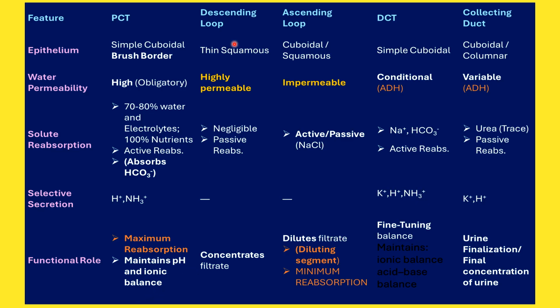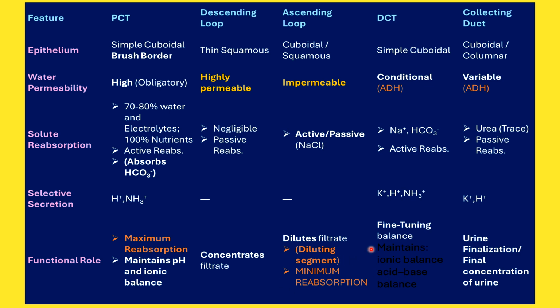Coming to the loop of Henle, the descending limb is highly permeable to water, while the ascending limb is impermeable to water. So, the descending limb is a concentrating limb and the ascending limb is a diluting limb. The ascending limb is a site where the minimum reabsorption of the nutrients takes place.